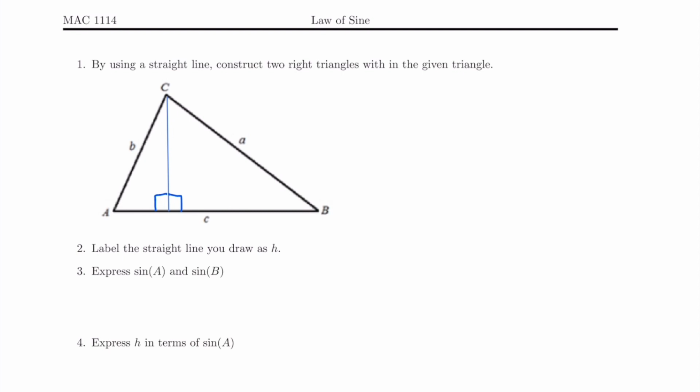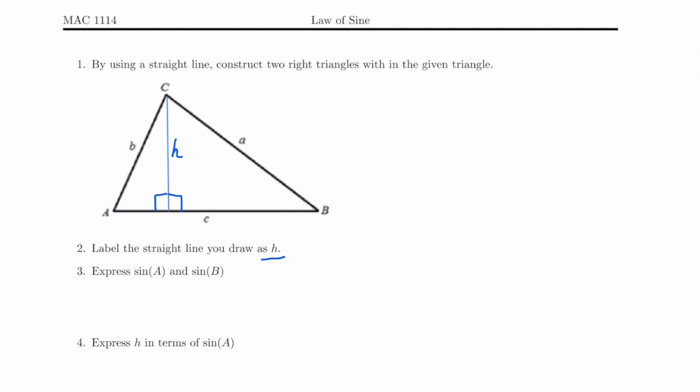And we're going to label this length H. As you can see, the lengths are already labeled as A, B, and C, and we also have angle C, angle A, and angle B.